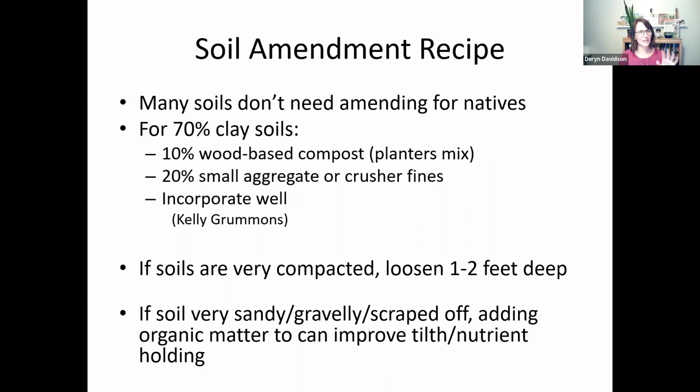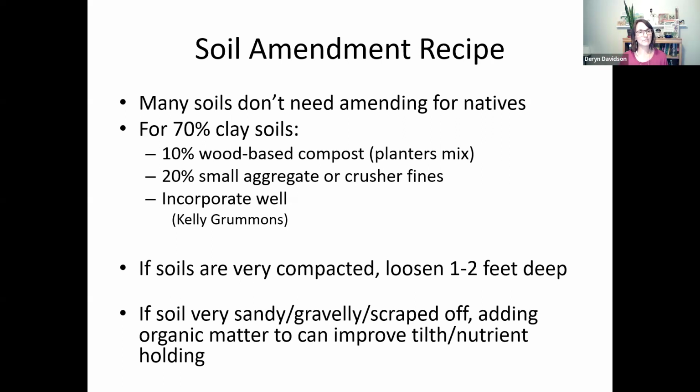If you have a really highly clayey soil and you're trying to break that up a little bit, add 10% wood-based compost or a planter's mix, 20% small aggregate or crusher fines, and really mix that in and incorporate it well. It's going to break up that clay nicely, and you're going to be able to have a nice planting bed. If soils are super duper compacted, that's a hard thing to work with, whether you're planting natives or otherwise. So you want to try to loosen that up.